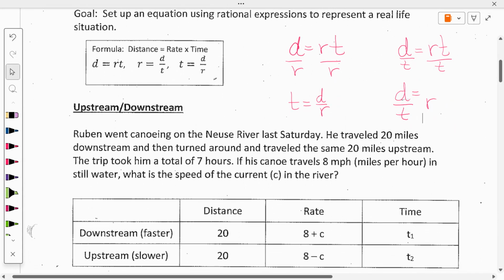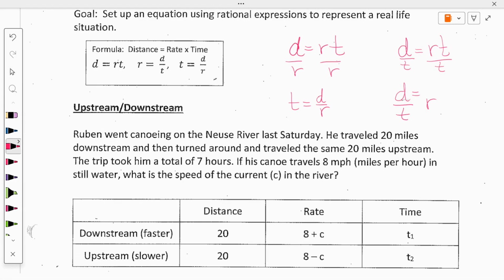Reuben went canoeing on the Neuse River last Saturday. He traveled 20 miles downstream and then turned around and traveled the same 20 miles upstream. So what was his distance? 20 miles each direction, right? So the distance is the same, up and downstream. Okay, so that's important. You want to know that the distance is the same. The trip took him a total of 7 hours.